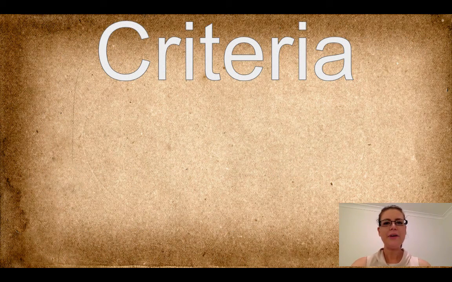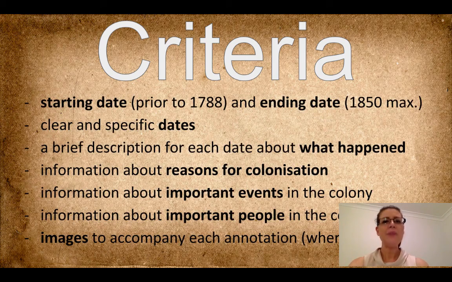So the criteria, what should your timeline look like or what should it include? It's really important that it has a starting date. And you need to think about, when will I start? Now, I know that the task overview told me that I need to include on my timeline some reasons why the British people came to Australia. So I've put in brackets for you prior to or before 1788.